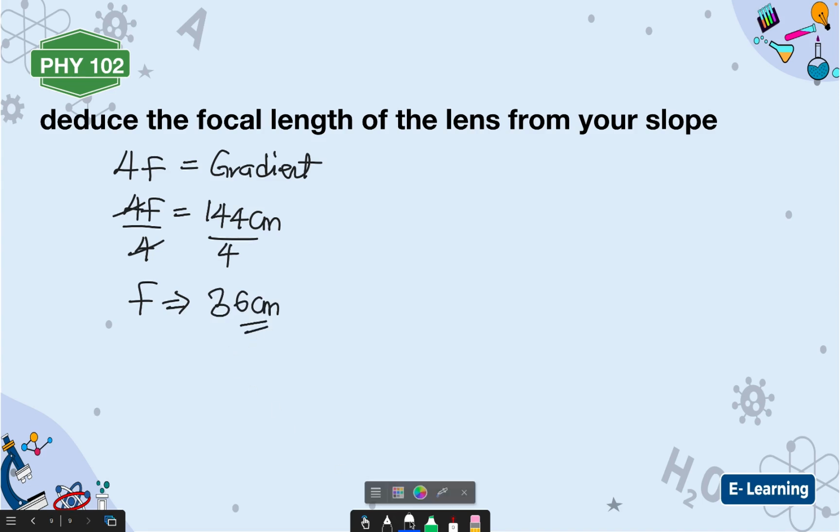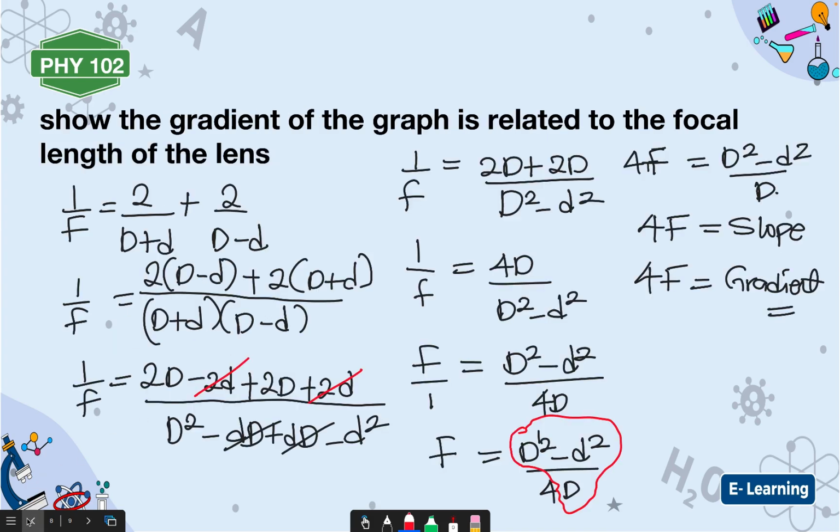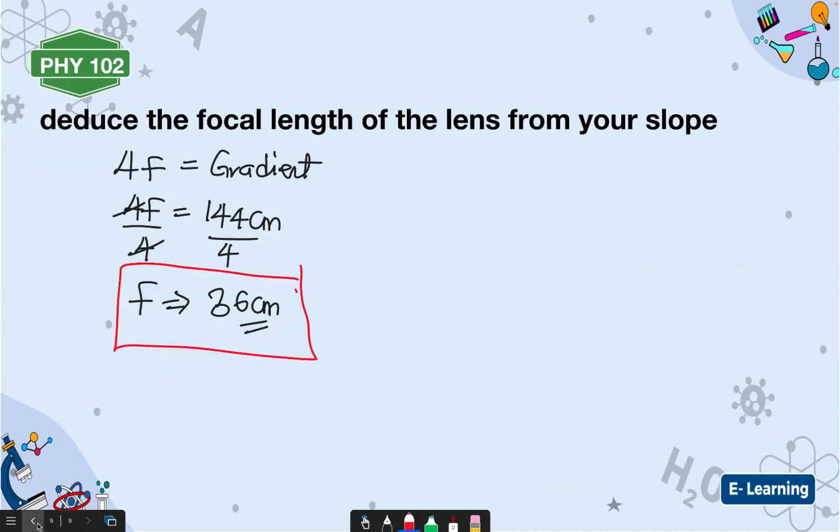So this is your slope. Now there is no range of values. Any value you have for this particular practical, just write it the way it is. Don't try and manipulate it and get 36 like what I have here. So that's basically everything for this practical.